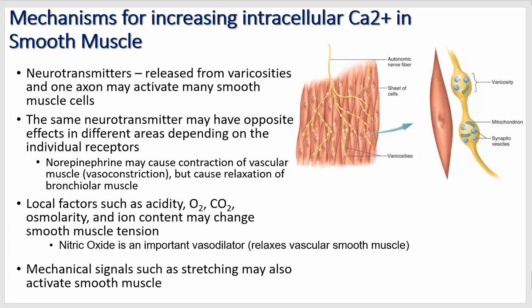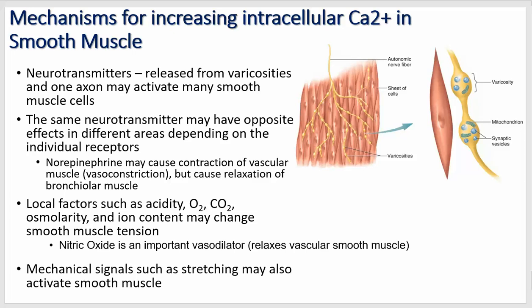The same neurotransmitter may have opposite effects in different areas depending on individual receptors. Think of the general way that the autonomic nervous system works. It depends on the receptor and what effect it has. So norepinephrine may cause contraction of vascular muscle, so vasoconstriction, but may cause relaxation of bronchial muscle, or it may cause contraction of vascular muscle in one area and relaxation in another area.